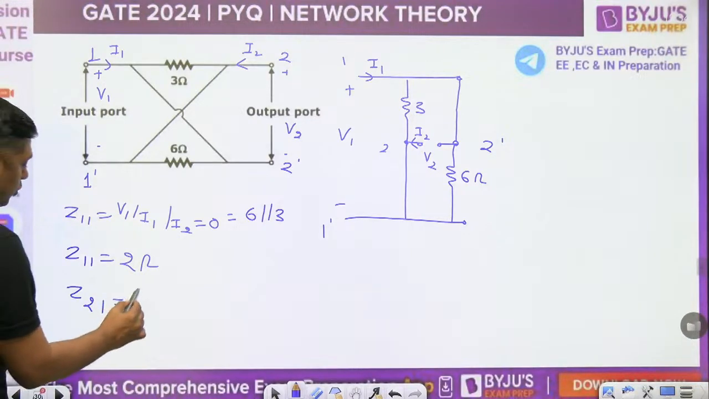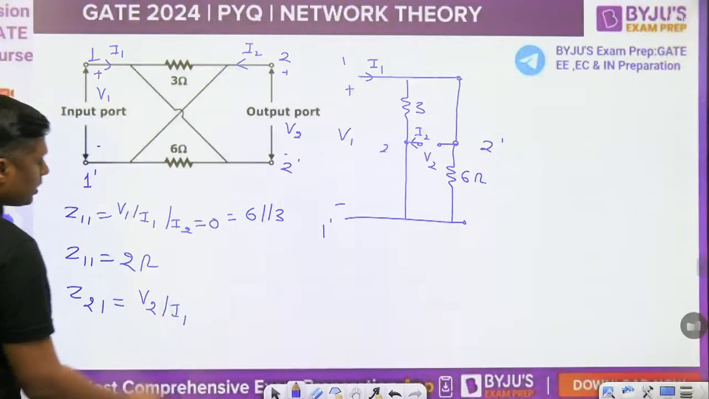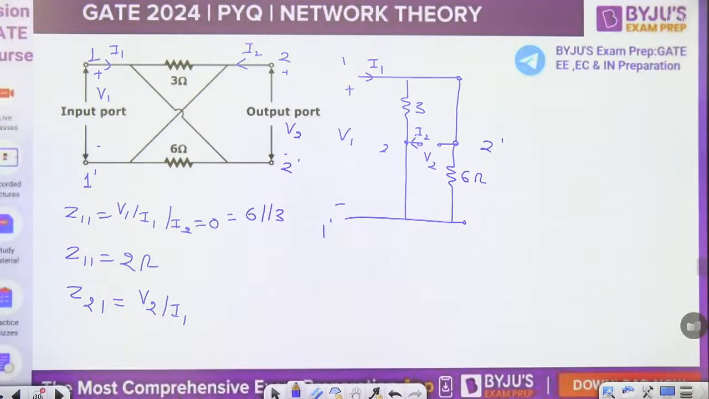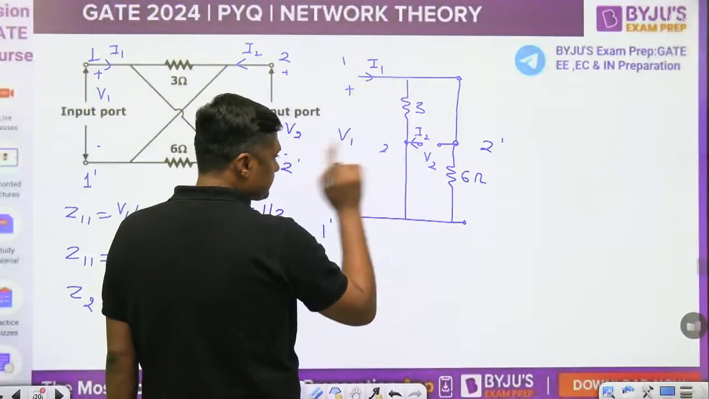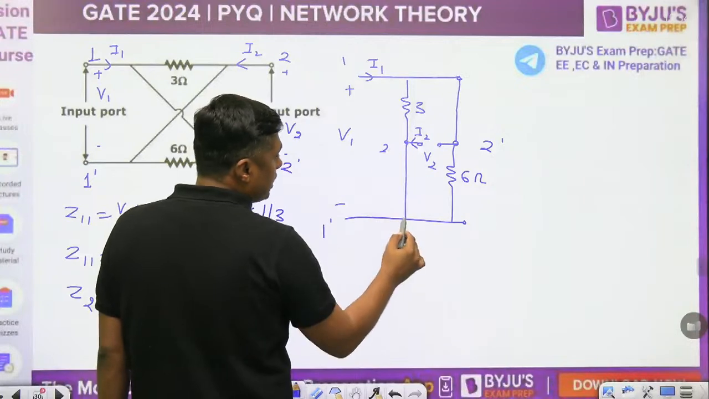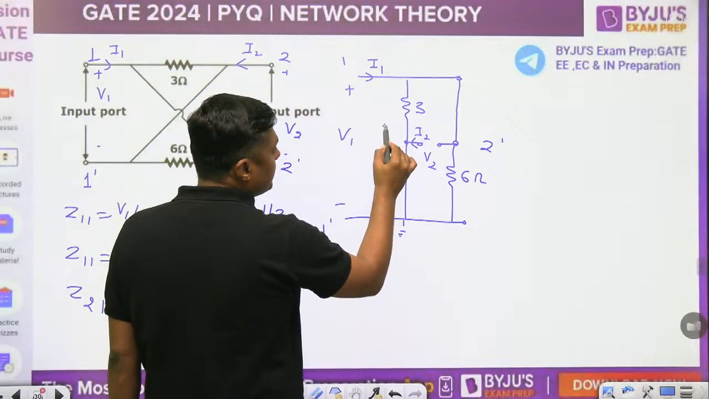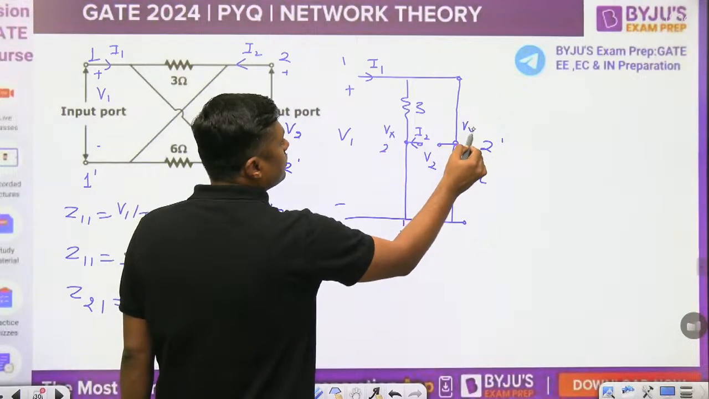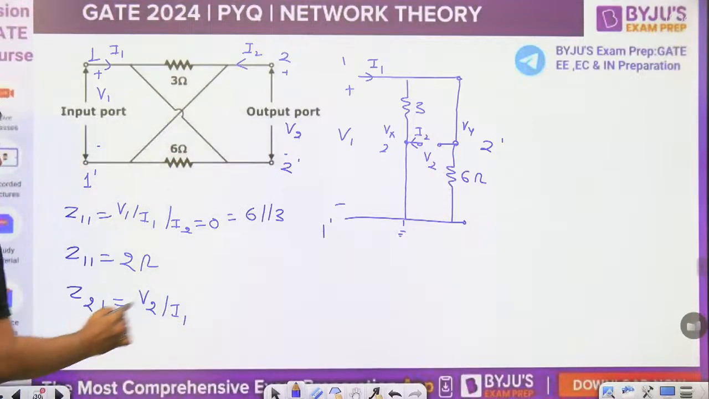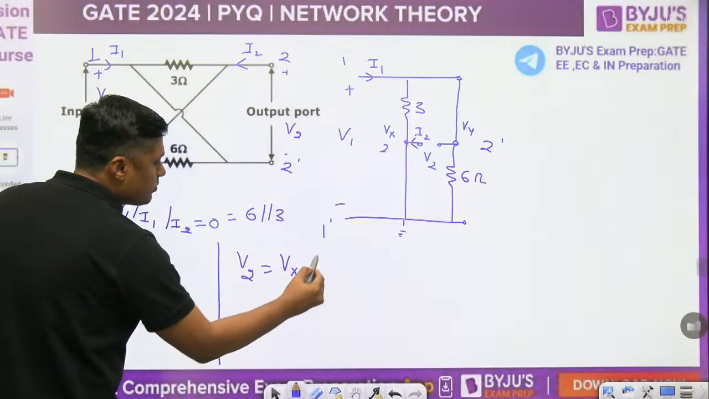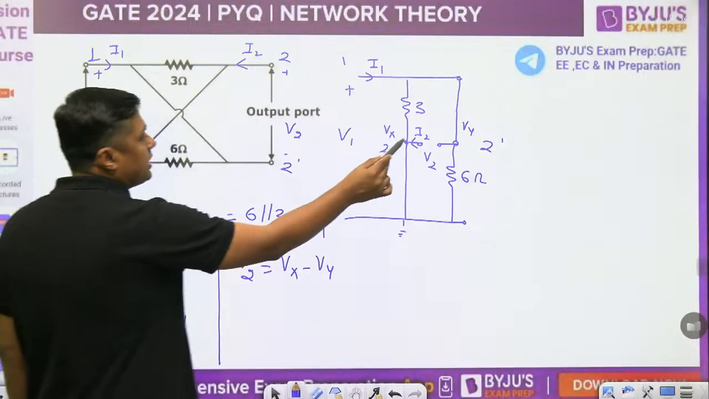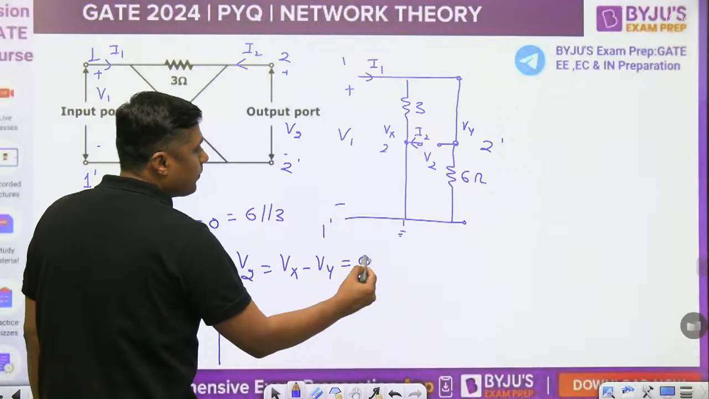Z21. What is the Z21? V2 by I1. Now watch this diagram. What is the V2 here? Watch this. This is the ground. So let this be the Vx and this be the Vy. So V2 is Vx minus Vy. So what is the Vx? It is connected to ground, that's why 0.